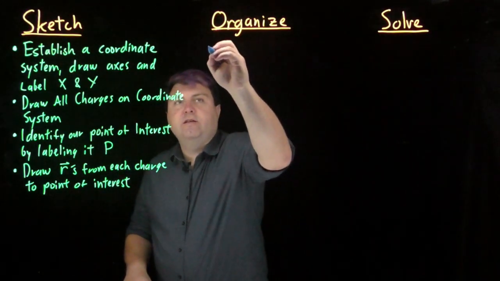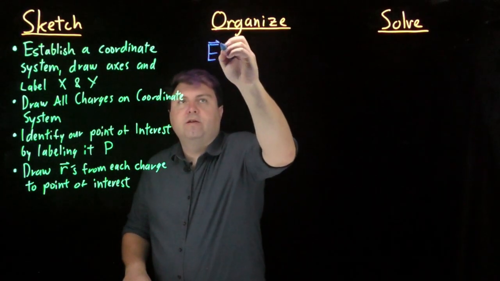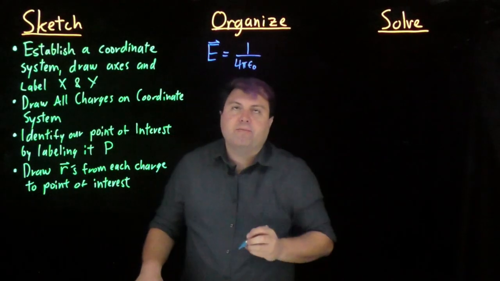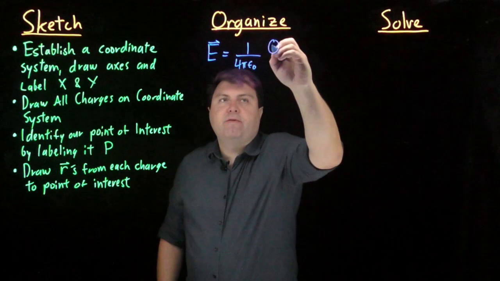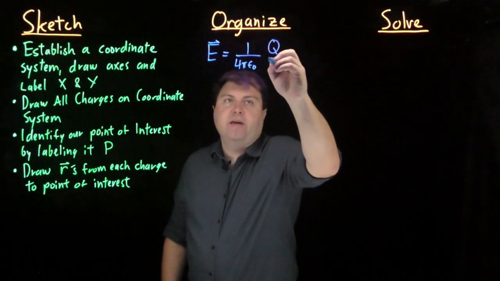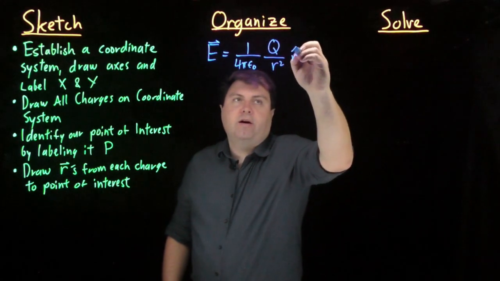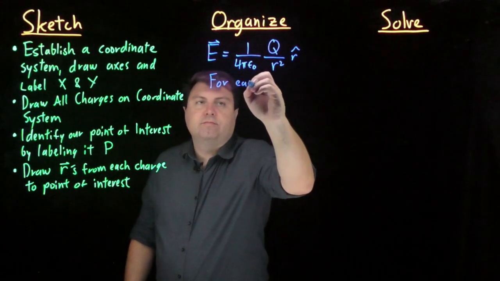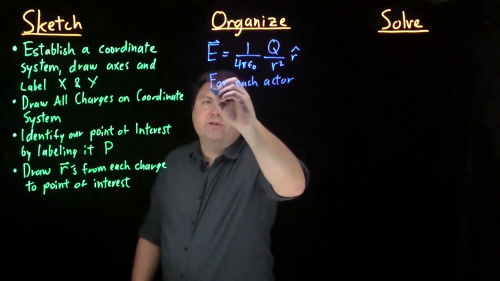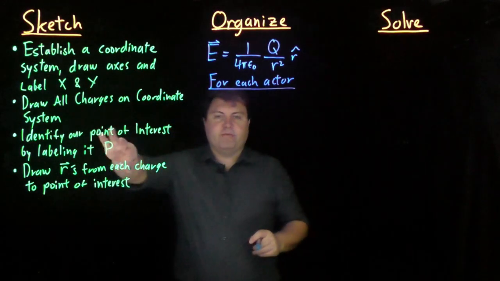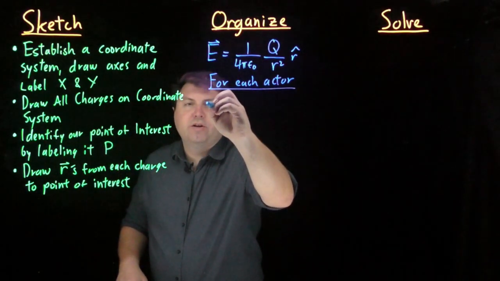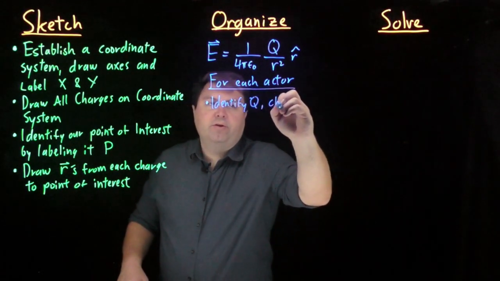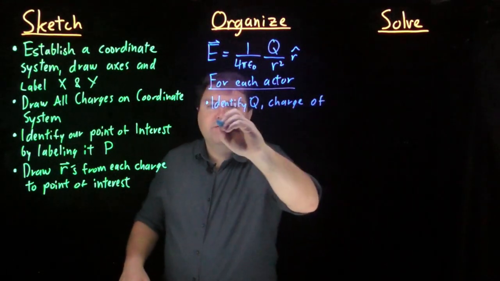So for organizing, our electric field using Coulomb's law is 1 over 4 pi epsilon naught, which is also our k from last week, and then we just have the capital Q charge of the actor over r squared r hat. And so for each actor, the actor charges are the charges that are not the recipient, and we don't have a recipient charge. We want to identify capital Q, the charge of the recipient.